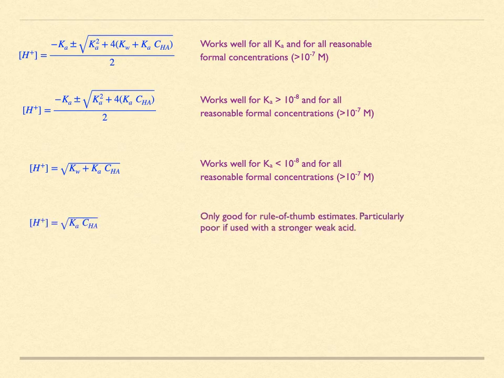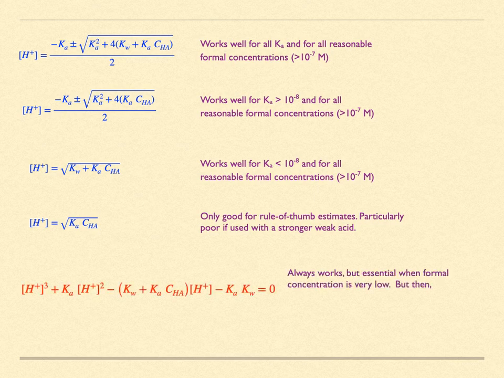You may consider using it occasionally when you want a ballpark figure with a quick back-of-the-envelope calculation for the hydronium ion concentration, but generally speaking, you should be using a quadratic formula solution, and if you're going to that trouble, it might as well be the one that includes Kw. But the square root with Kw works very well for very weak acids.